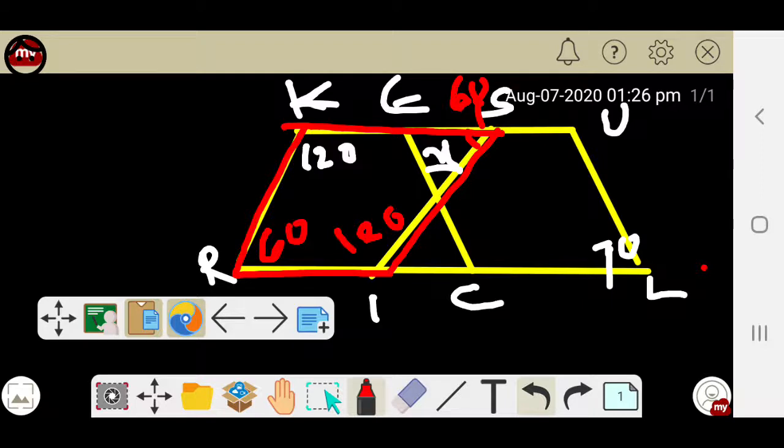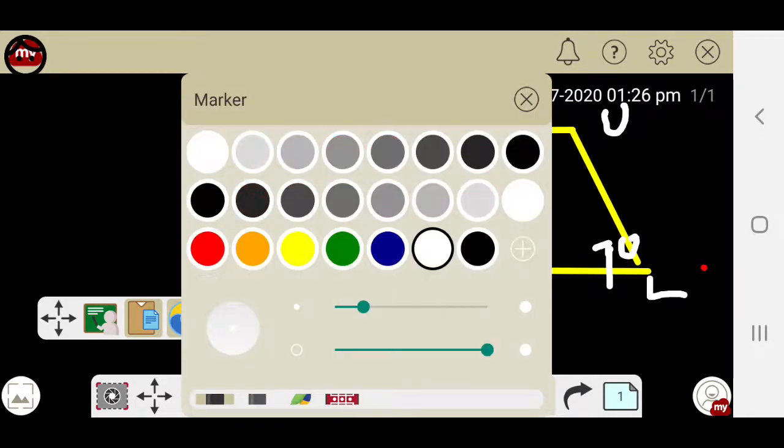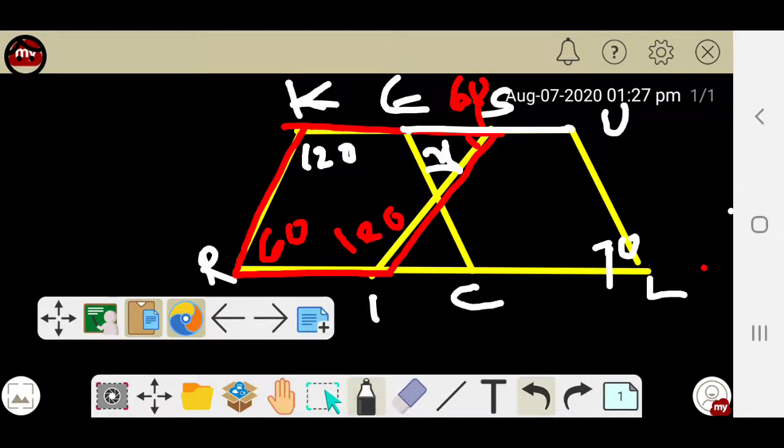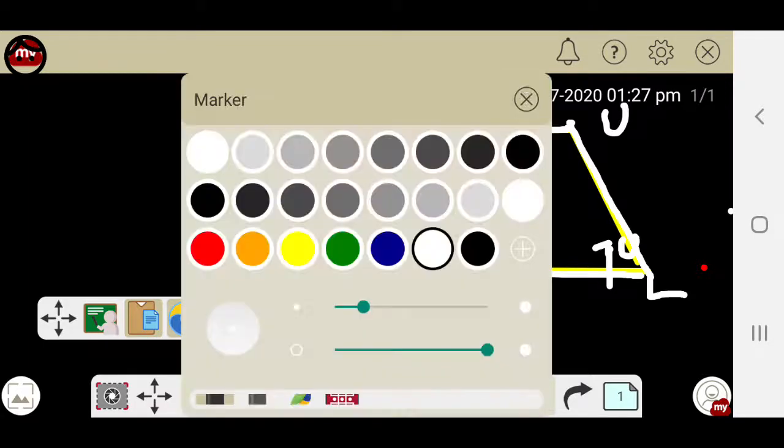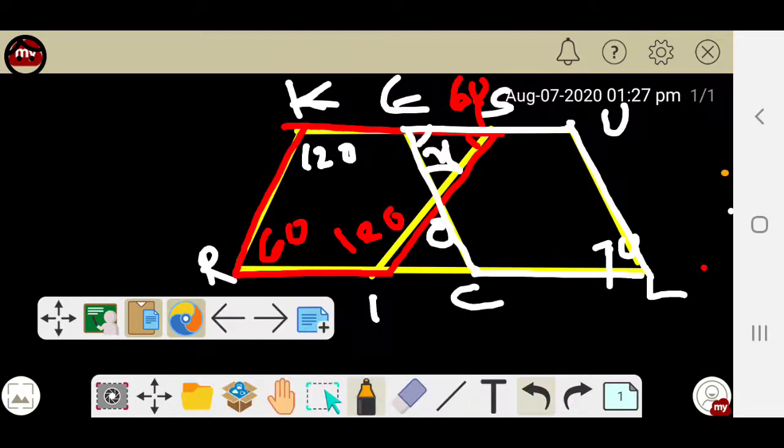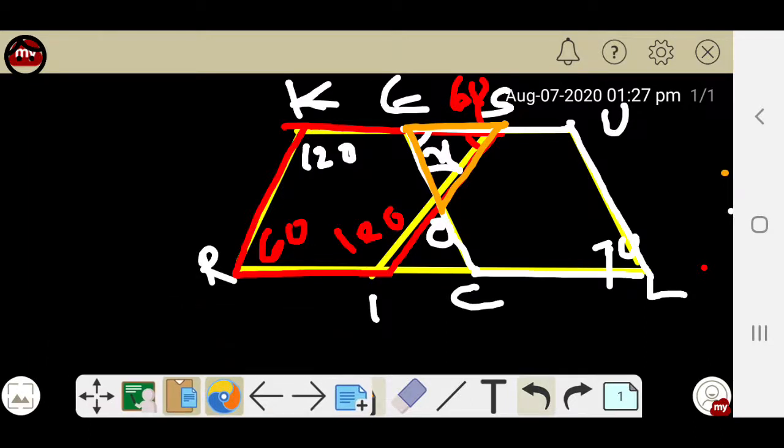Then next we consider one more parallelogram, that is CLUE. Here 70 means this opposite angle is also 70. Now we can mark this as O. Then here a small triangle is formed. Which one? EOS is a small triangle.